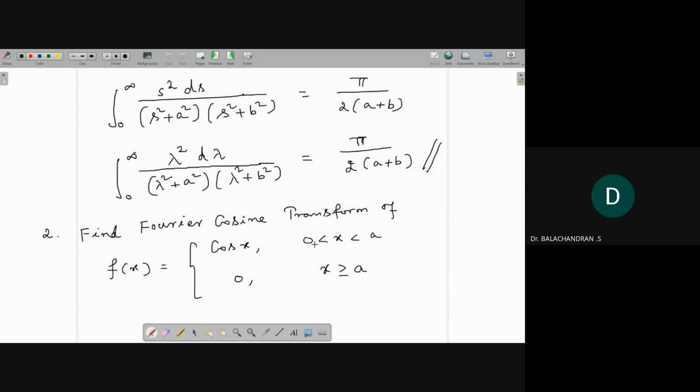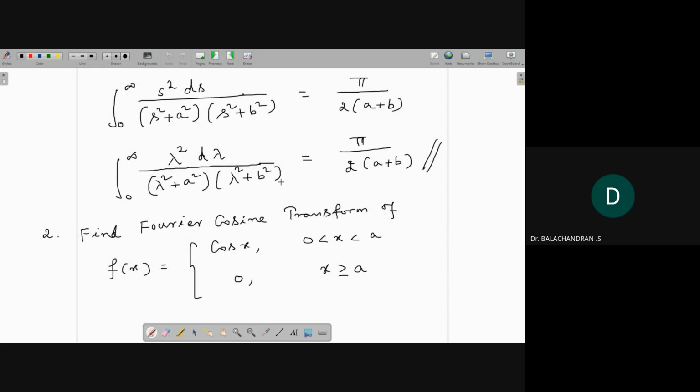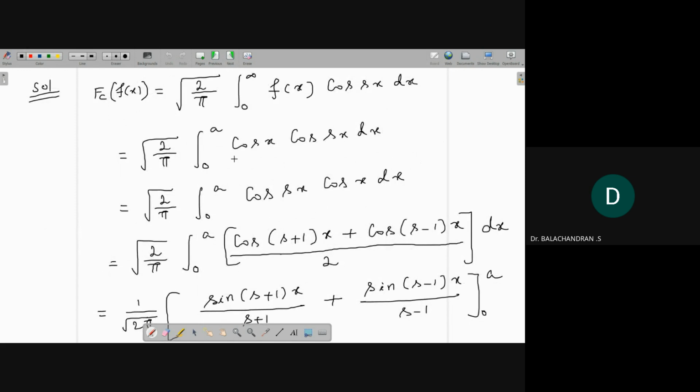We know that from 0 to a, f of x is cos x. In the remaining interval it is 0. That's why you can split the integral into 0 to a and then a to infinity. From 0 to a, f of x is cos x, and from a to infinity it is 0, so the second integral is 0.